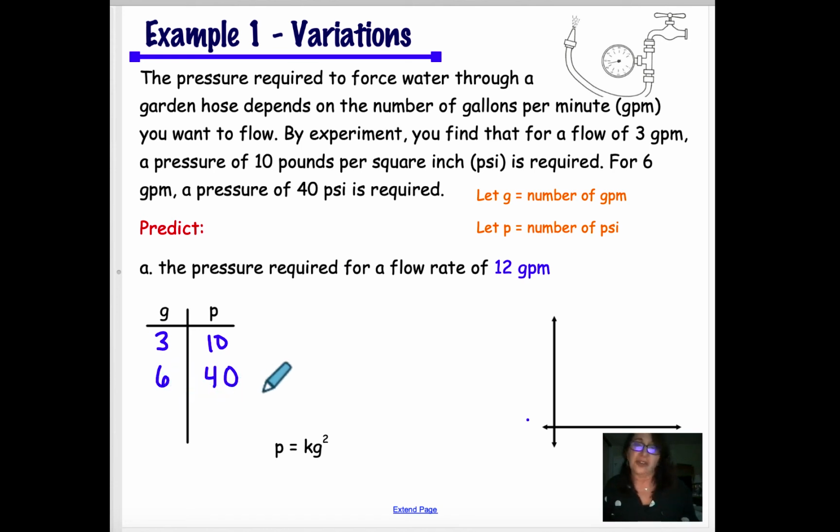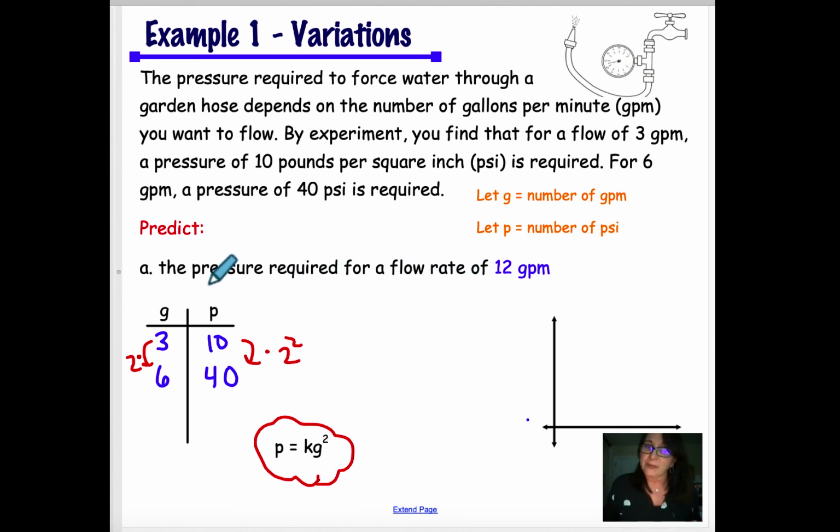So first, we have to recognize what kind of variation it is. I'm going to multiply 3 times 2, which is 6. And in this case, I'm thinking that from 10 to 40 it is going to be times 4, which is actually 2 squared. So this right here is sort of what I'm looking at.